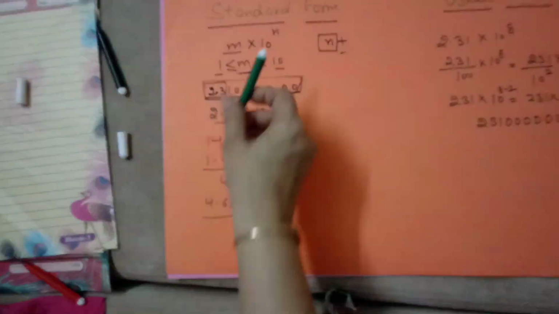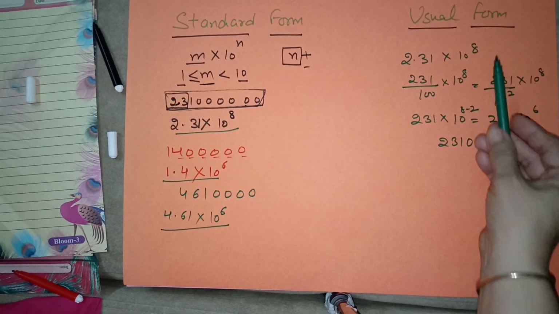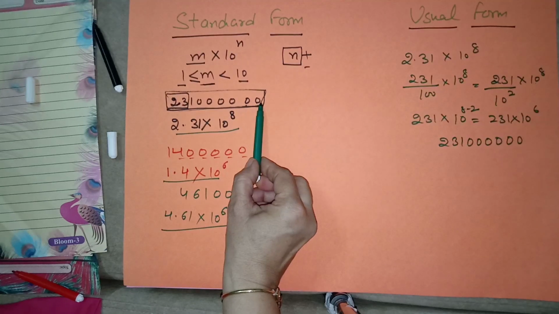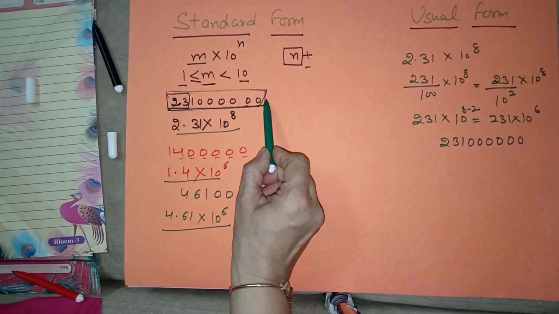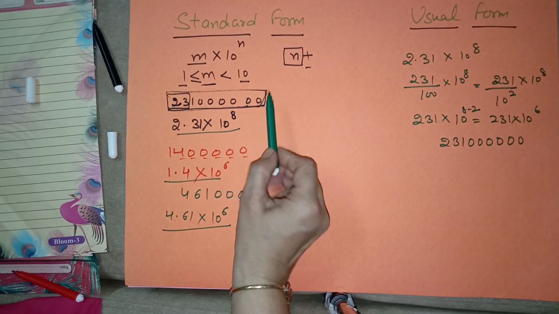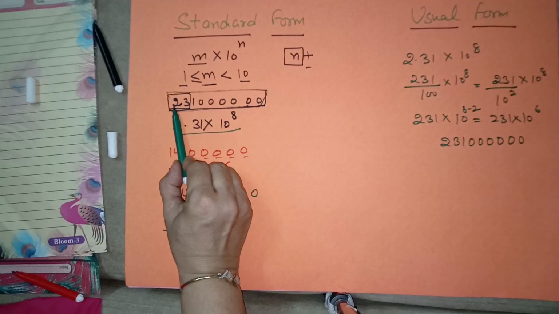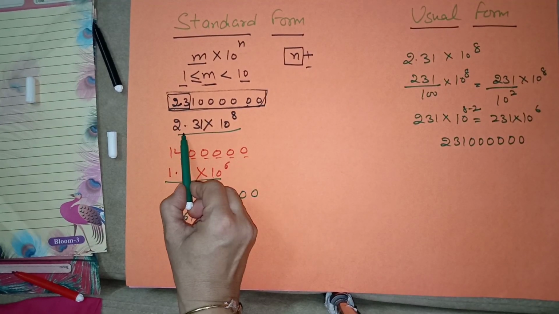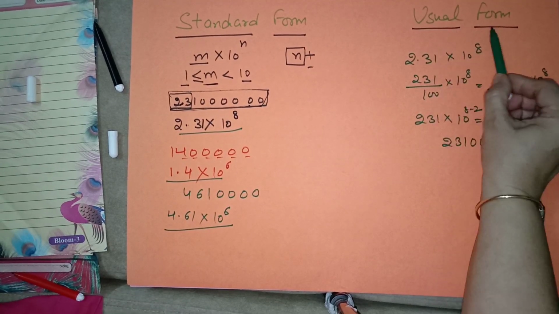When you want to write in the standard form, just see, the decimal is shifted from right to left. If a whole number is given, it implies the decimal is at the end, and we shift this decimal from right to left, leaving only one digit before the decimal. Is it clear? Now the same number, we want to write in the usual form.